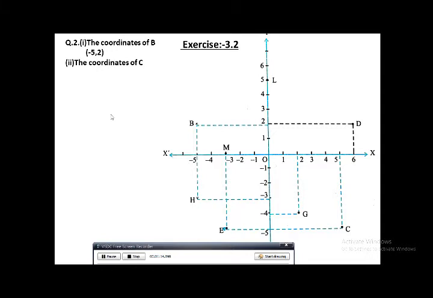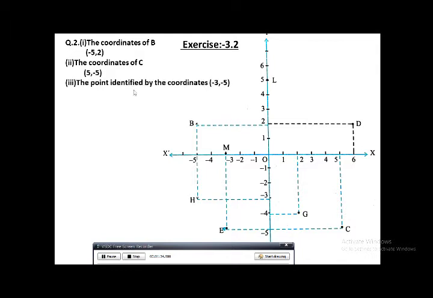The next question is the coordinates of C. This is point C. So first x comma y. First we will check x. It is 5, and y on the y-axis is minus 5. So the coordinates of C will be 5 comma minus 5.